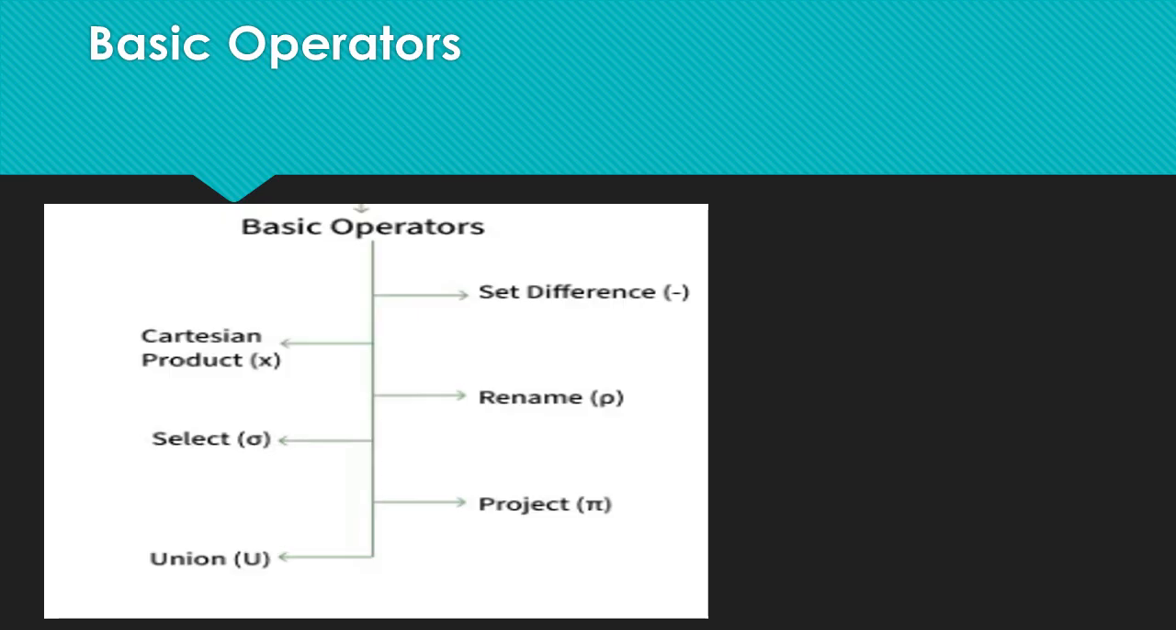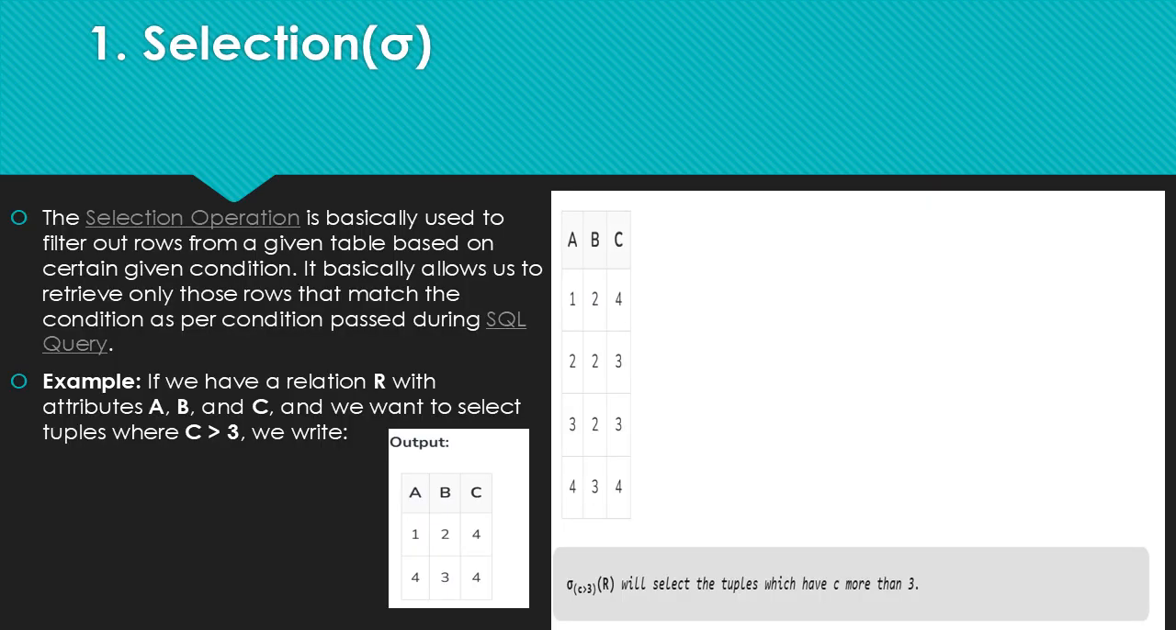Basic relational operators: Cartesian product, selection, union, set difference, rename, and projection. First one, selection. A selection operation is basically used to filter out the rows from a given table based on certain given conditions. It allows us to retrieve only the rows that match the condition passed in the SQL query.